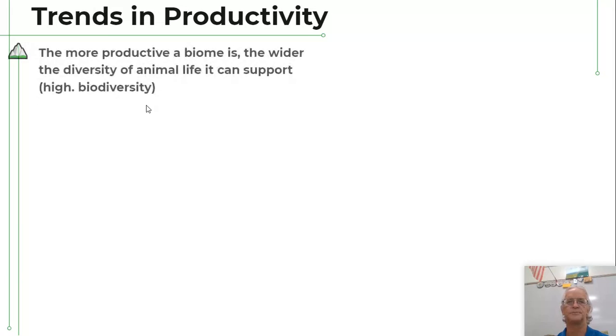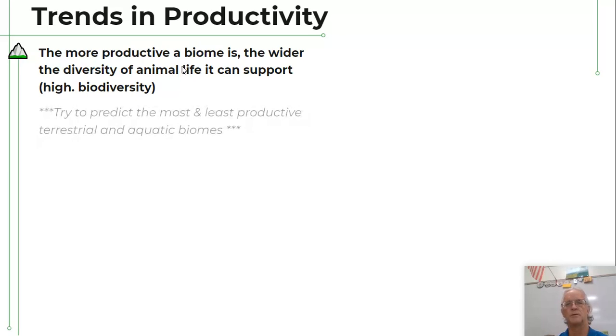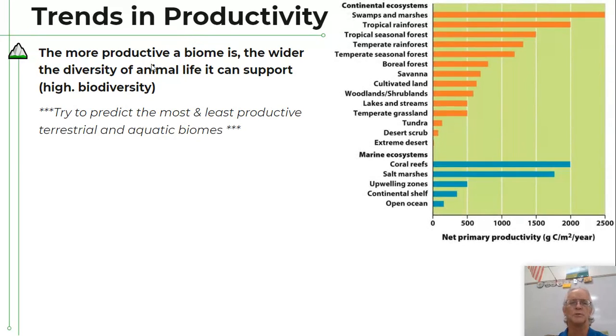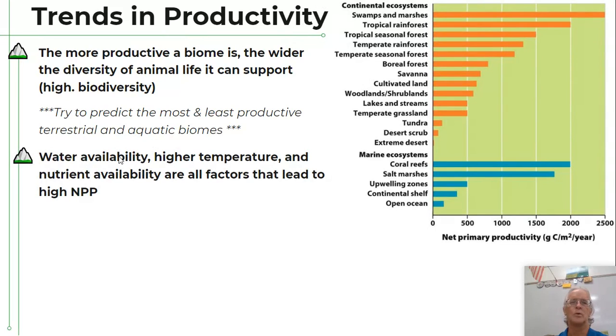So let's look at that. The more productive a plant biome is, the higher the biodiversity that exists in that biome. Try to predict the most and the least productive terrestrial and aquatic biomes. Let's think about that for a second. Okay. So if we look at that, the water availability, temperature, and nutrient availability are all factors that lead to high net primary productivity.